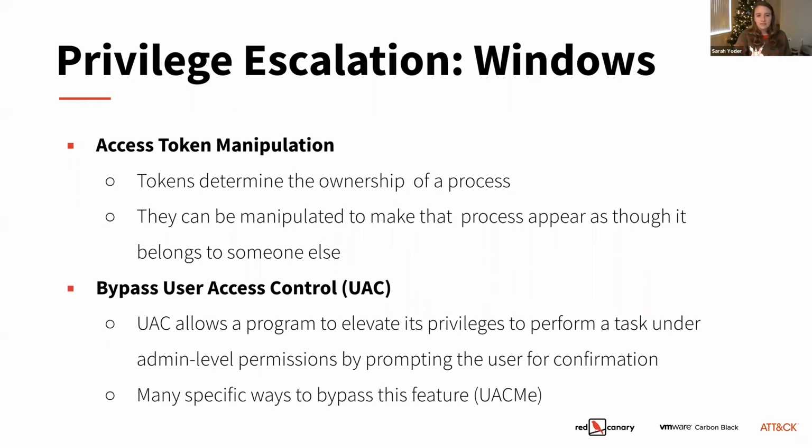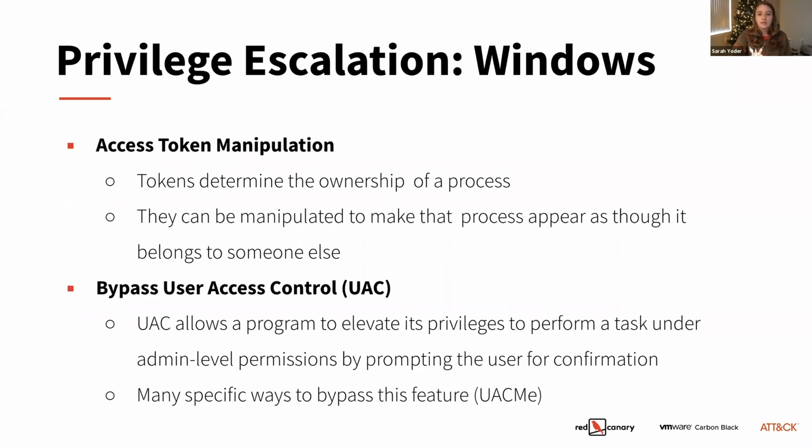So basically, it's kind of like an ID card that most of us probably use at work. If you have the right token, like your badge at work, you can access specific buildings or doors. And that's kind of how tokens and processes work together. In the case of access token manipulation, adversaries' main goal is to trick the system into believing that the running process belongs to someone other than themselves. So kind of stealing somebody else's work badge to get into a building you can't.